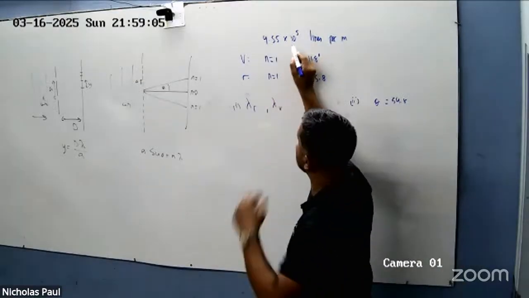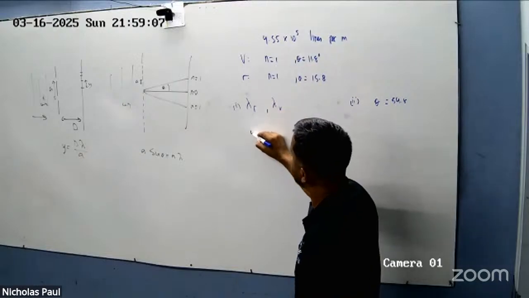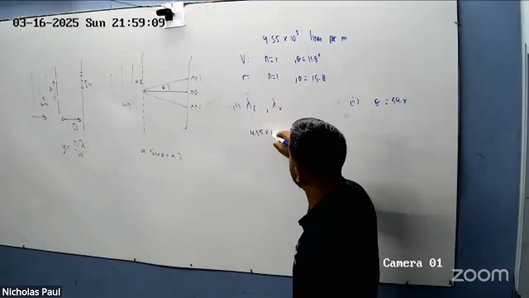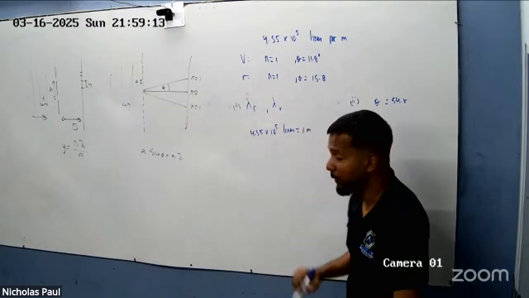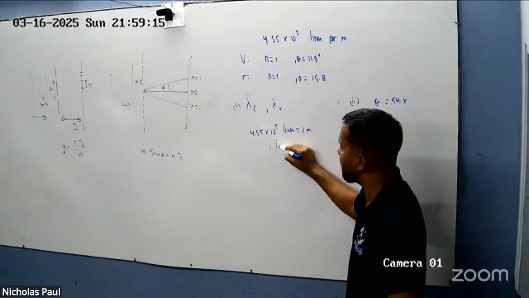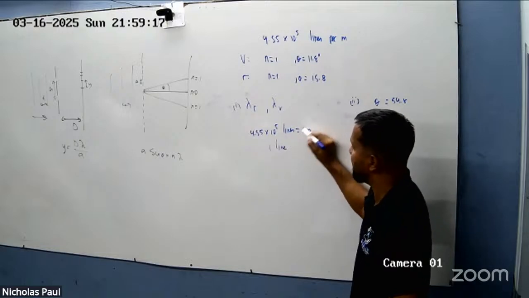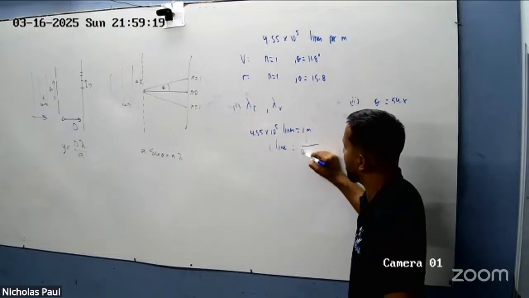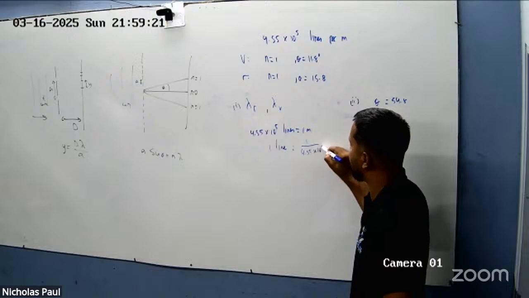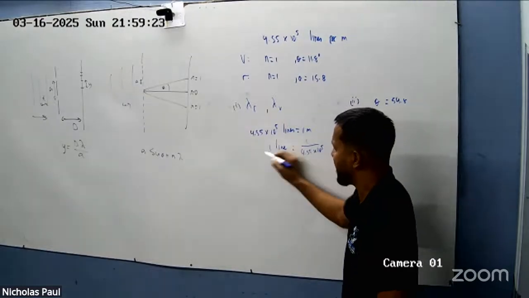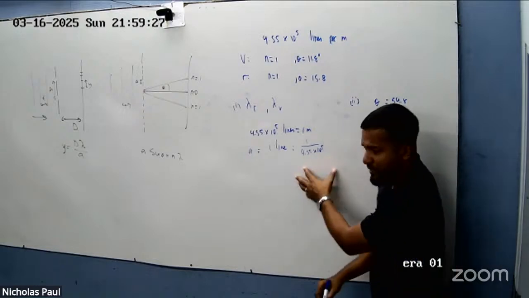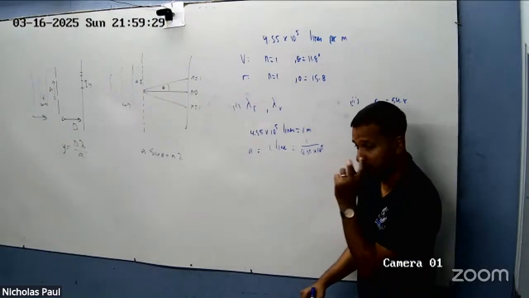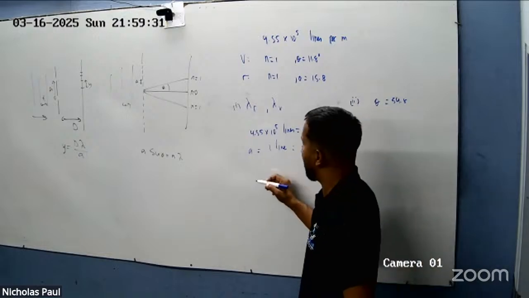First thing first, we want to get d. So here we have 4.55 by 10 to the 5 lines in 1 meter. We want to find for one line, because this is already in meters, so that'll be 1 over 4.55 by 10 to the 5. That value is d. You can leave it like this so you don't have to round it up when you work it out.